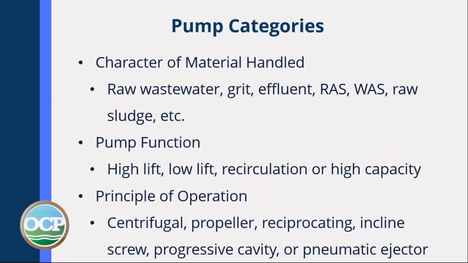Pumps can be categorized by the character of material they handle, like raw wastewater pump, grit pump, effluent, return activated sludge, waste activated sludge, raw sludge, anything like that. They can be categorized by the pump function, a high lift pump, a low lift pump, recirculation or high capacity, or the principle of the pump's operation: centrifugal, propeller, reciprocating, incline screw, progressive cavity, or pneumatic injector.